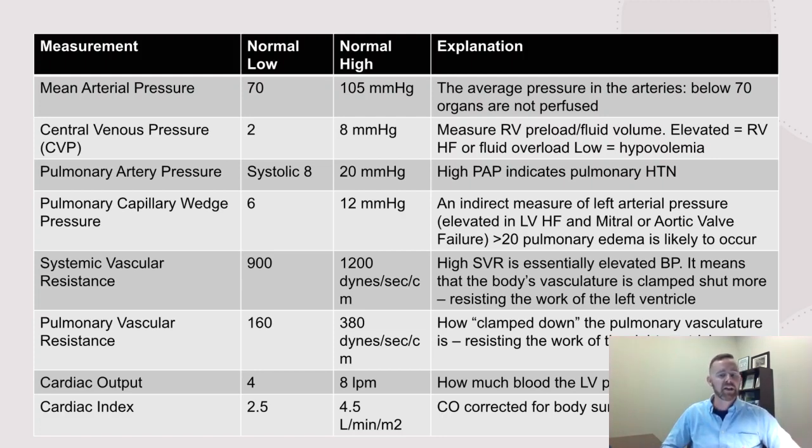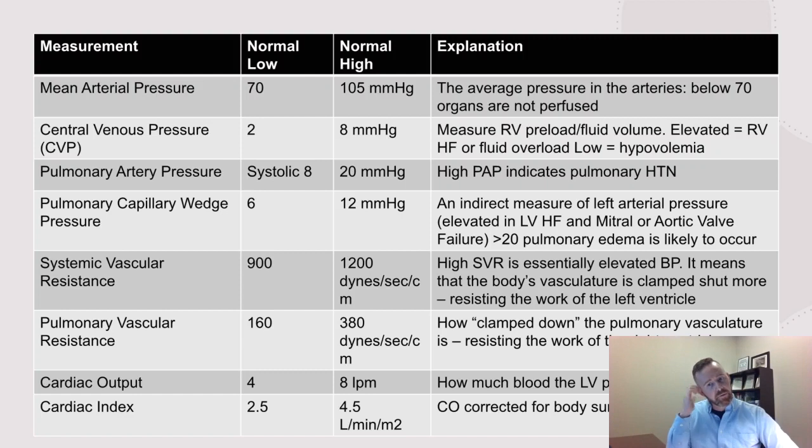All right, so the next one would be PVR, or pulmonary vascular resistance. So same kind of idea. It's telling you how clamped down or how much pressure there is in the pulmonary vasculature. So that's an afterload, a right ventricular afterload measurement. So how much force is the right ventricle having to exert against the pressure that's present in the pulmonary vasculature?